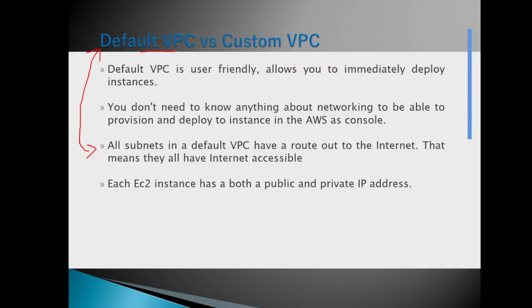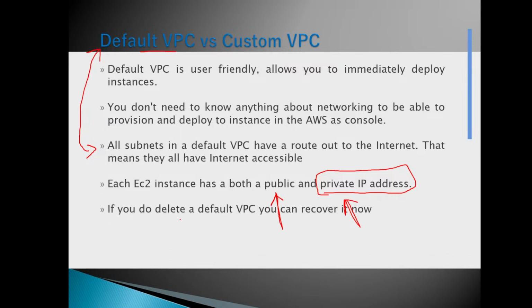Each EC2 machine has both public and private IP address. You might have seen that when we are creating EC2 machines, it has a public IP and private IP, right? If it is connected to a public network, then only it will get a public IP address. Each EC2 machine will have a private IP by default. If that network is connected to internet, then only it will get a public IP address.